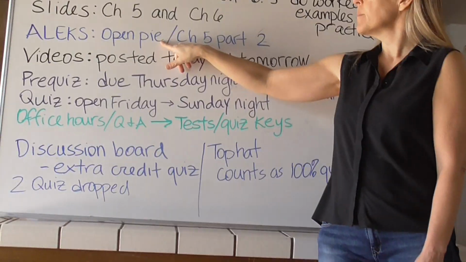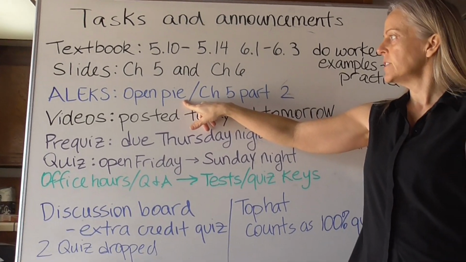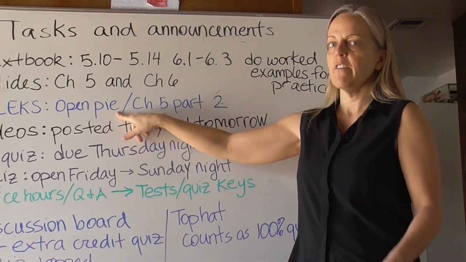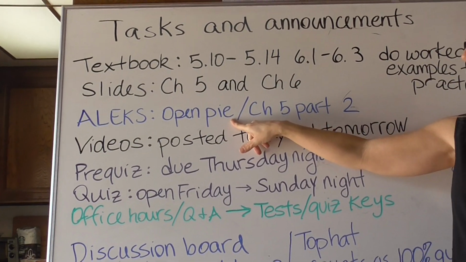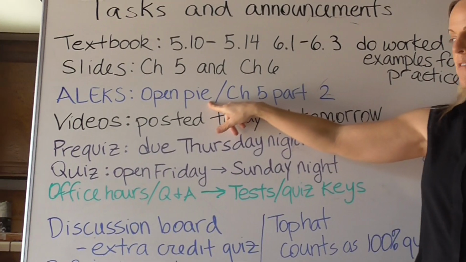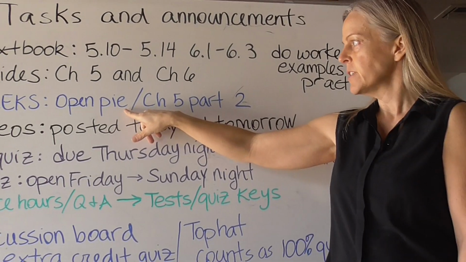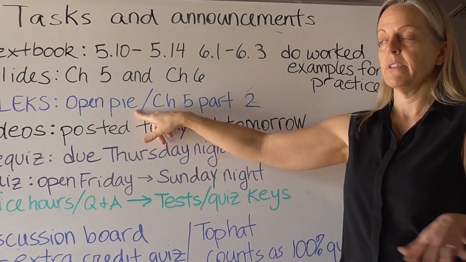And remember on ALEKS, if you go to the syllabus, you just need to complete 85% of the pie. And I'm going to take more questions out so we can get to that 85% even quicker. So if you get to 85%, that counts as 100%. You're done.